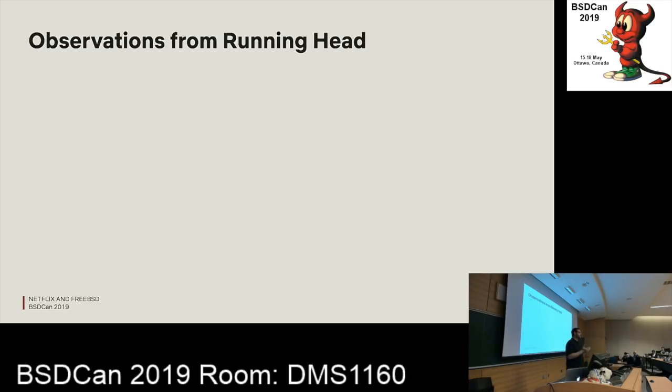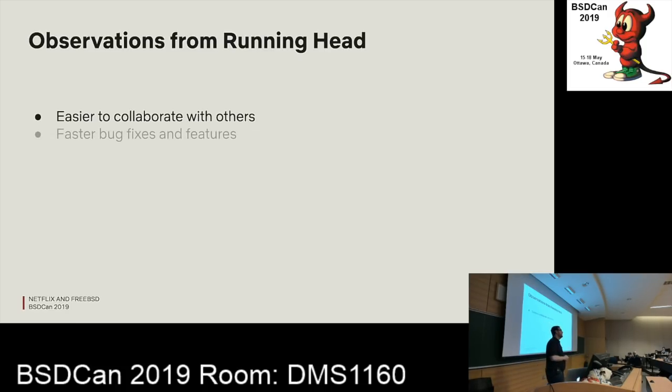So some observations from running head. First of all, it makes it really easy for us to collaborate with others. One of the problems you have when you're running something other than head is if you want to collaborate with someone else and send them a diff from your local tree, they say, sorry, it doesn't apply to head. Help me out here. And so then you have to take your diff and recreate it on head, send it to them. Then they send you back their diff based on head, and you've got to figure out how to get that somehow into your tree, which you're actually working on. And you end up with a lot of translations between the tree you're working on, through head, to get to the other person. That's just not efficient. It's easier to collaborate with others when we're running head.